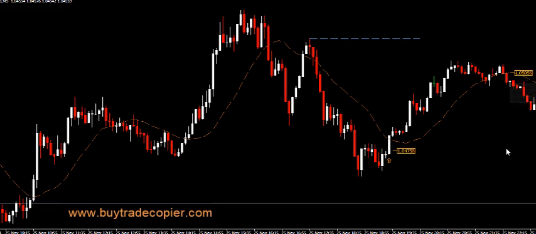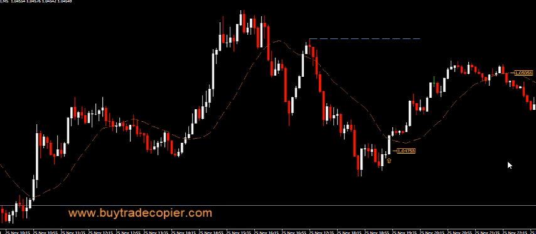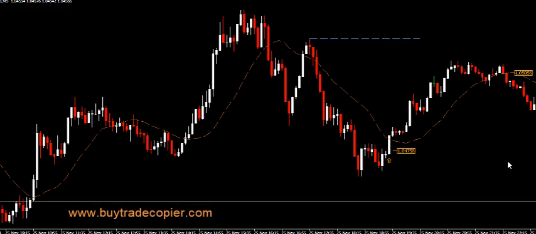So there were 3 trades total. I didn't have any losing positions. It was just 3 trades on 3 different currency pairs, and my total profits here were 90 pips.